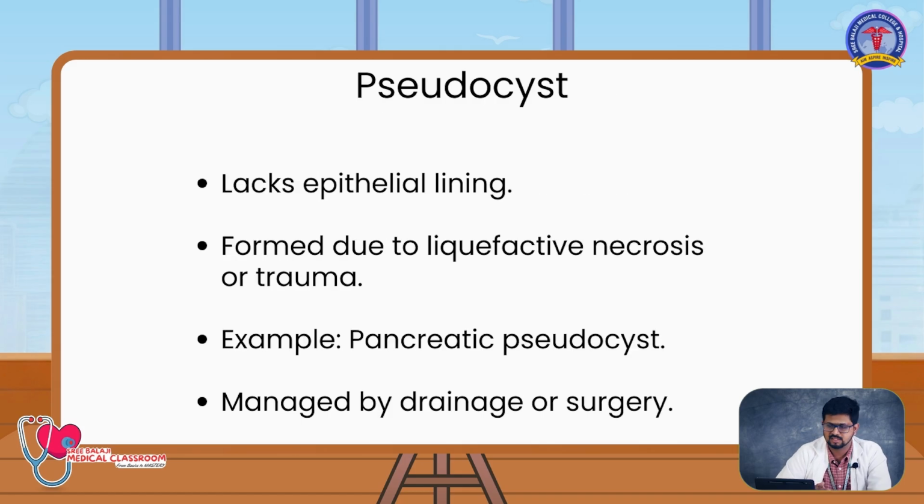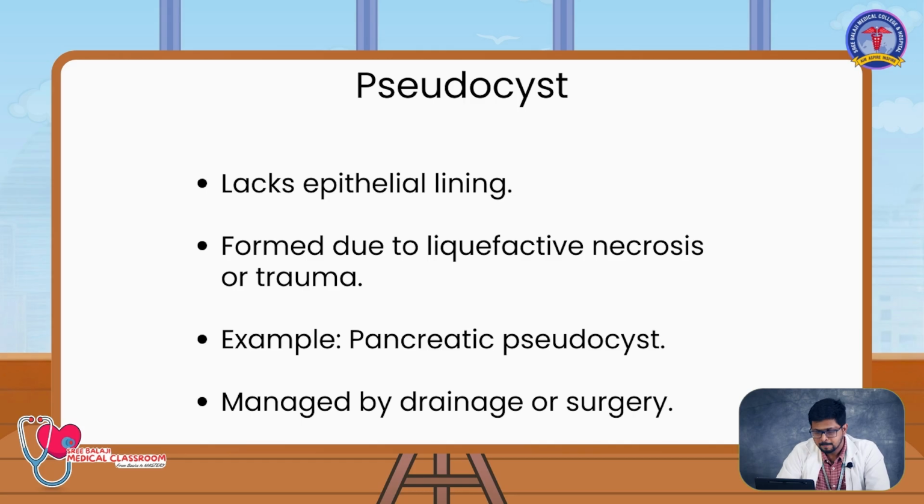A pseudocyst is nothing but a lesion that resembles a cyst but is not an original cyst. To differentiate: a true cyst has a covering epithelial lining, but in a pseudocyst there is a lack of epithelial lining, which is formed due to liquefaction necrosis or trauma. For example, a pancreatic pseudocyst.